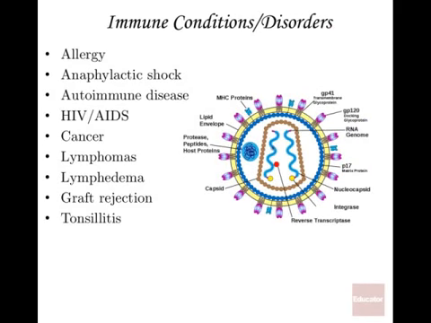All right, immune conditions and disorders. An allergy, there's probably a lot of genetics having to do with this. So an allergy is an umbrella term for a reaction your body has to some kind of stimuli that is going to irritate your immune system in a sense.